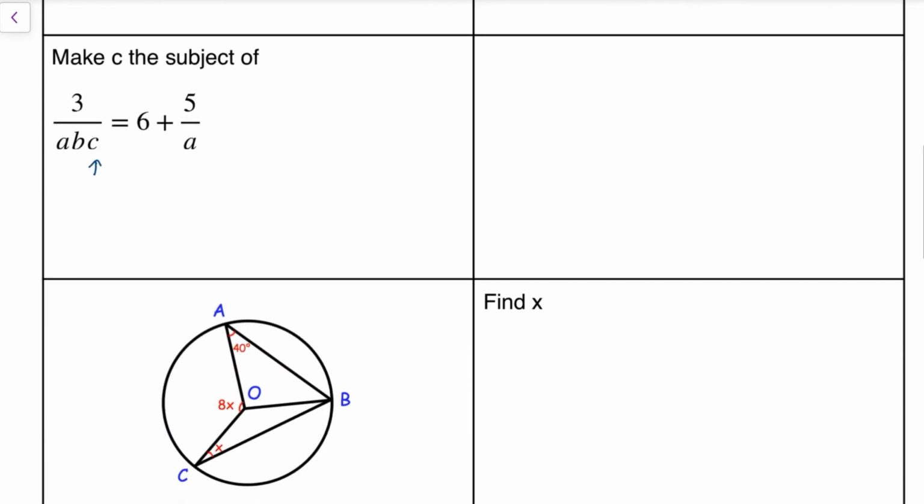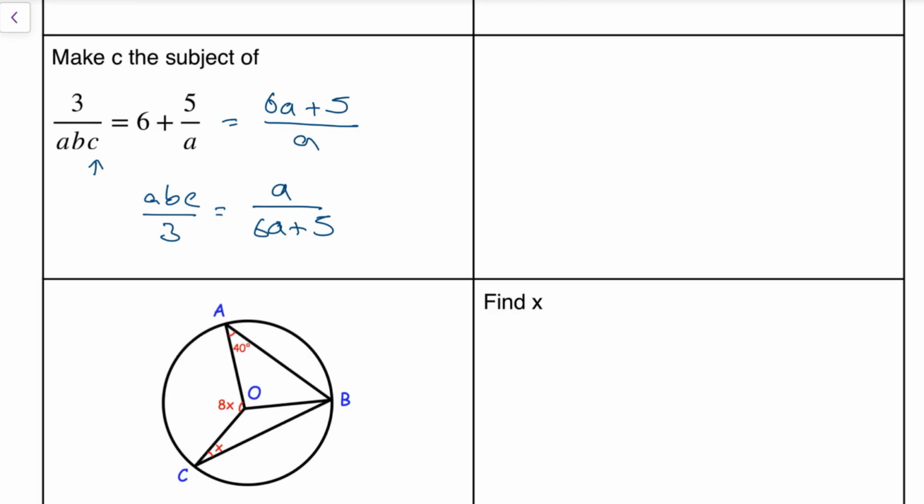Make C the subject. So my C is here. That's interesting. Okay, well, first of all, let's deal with this on the right-hand side. So I'm going to make it a common denominator of A. And I'm going to do that by saying that's 6A plus 5. Now, if I turn them both upside down, that means that ABC over 3 equals A over 6A plus 5.